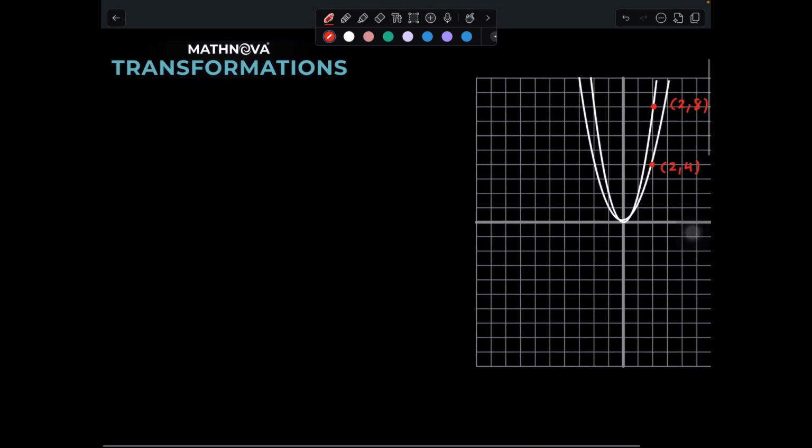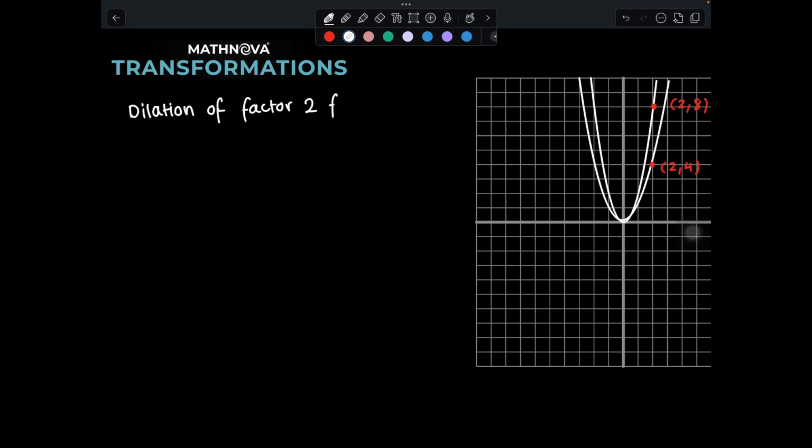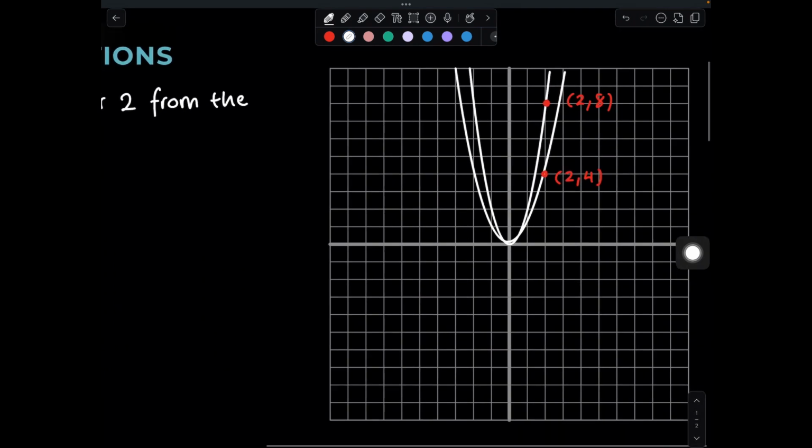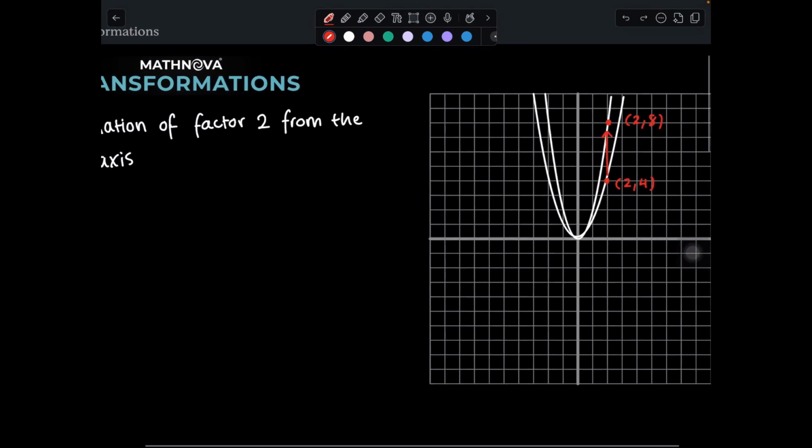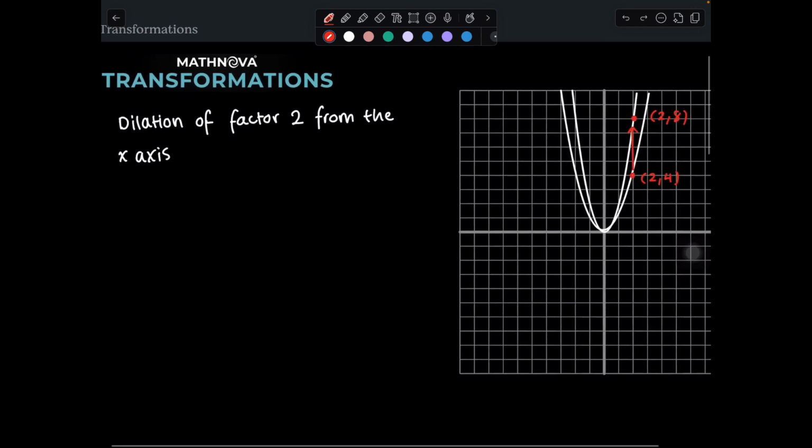So I hope you can see how the y value has been doubled. So we call that a dilation of factor 2. And it's from the x-axis. And the reason it's from the x-axis is because look at the direction of where this coordinate has gone. It has gone up. And that's away from the x-axis, because if you trace it back, it takes you to the x-axis. So if we're stretching the graph up, it's always from the x-axis.